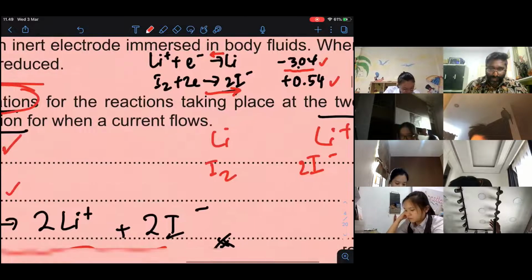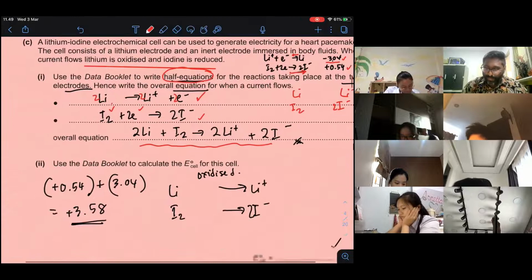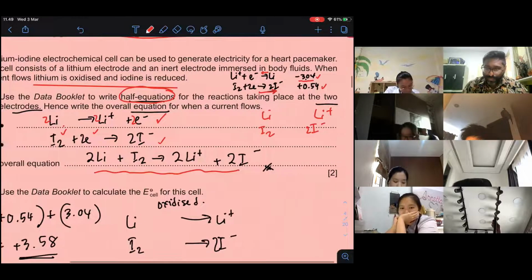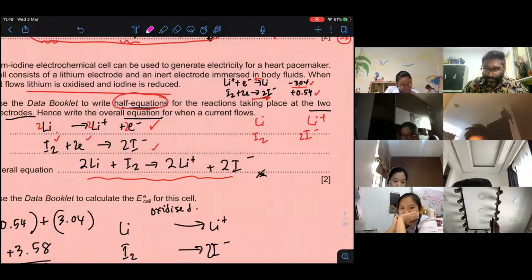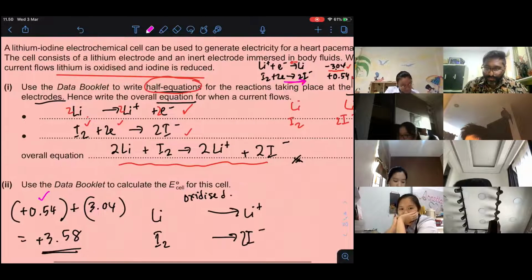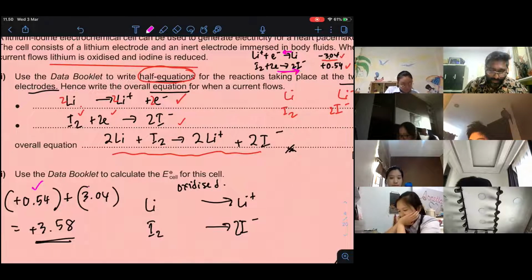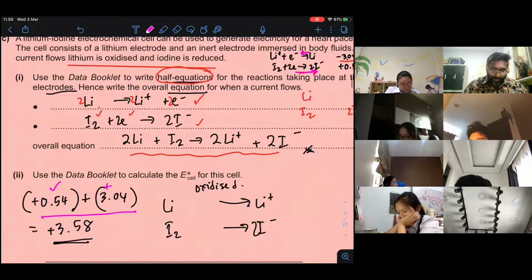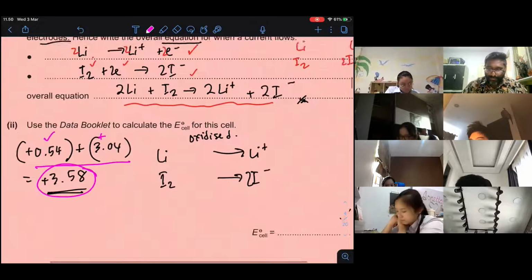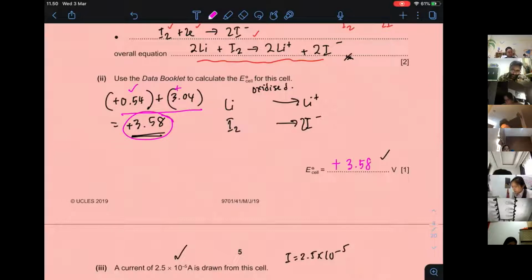So when they ask you to calculate the E cell, I will calculate the E cell, okay, using this method, because this is moving forward. Since this one is moving forward, so 0.54 positive. This one is going to move backwards. Okay, so it's going to be plus 3.04. So when I add this, I'm going to get 3.58. So when you write down, make sure you write positive 3.58.